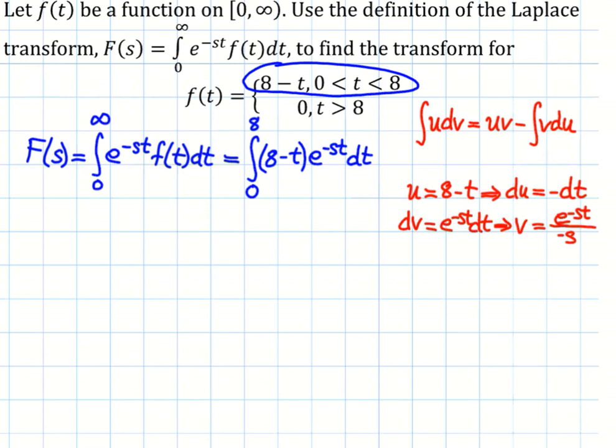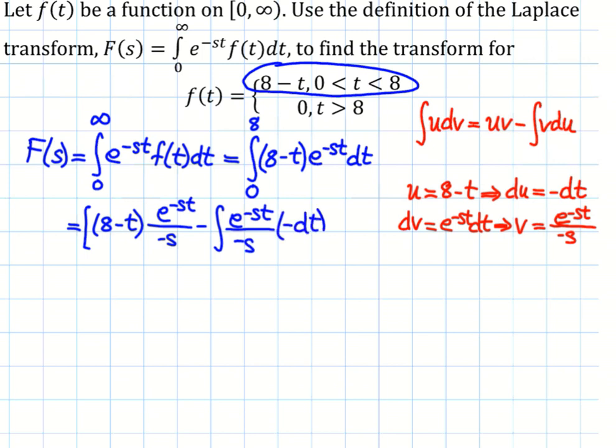And then we put it in the formula, uv minus the integral of v du. We worry about the limit later. We just say it's going to be uv, where u is a minus t, v is e to the negative st over negative s, minus the integral. I'll worry about the limit later. v du is e to the negative st over negative s times negative dt. When we integrate that, we'll evaluate the limit from 0 to a.